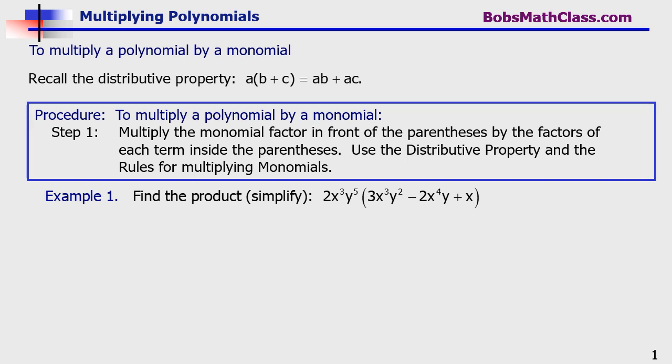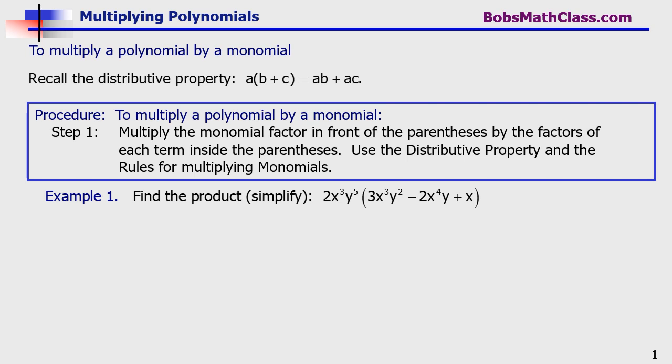Recall the distributive property. a times (b plus c) inside the parentheses is equal to a times b plus a times c. To multiply a polynomial by a monomial, multiply the monomial factor in front of the parentheses by the factors of each term inside the parentheses. Use the distributive property and the rules for multiplying monomials. So a monomial is just a single term, and a polynomial could be 2 terms, 3 terms, 4 terms, etc.